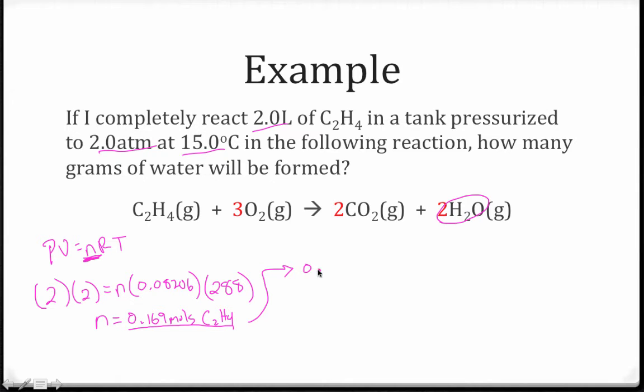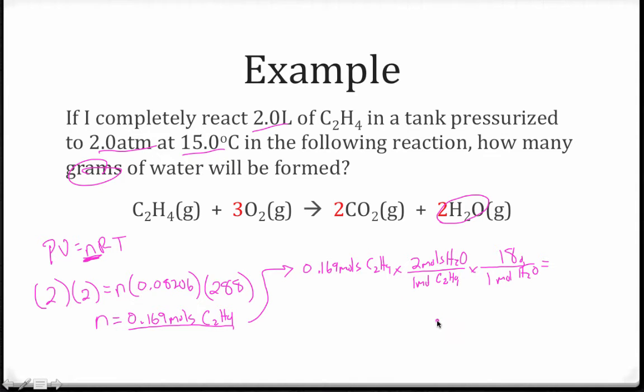So we'll start with our 0.169 moles of C2H4. Because we're in moles, we can dive right into the mole-to-mole ratio. For every 1 mole of C2H4, we're going to form 2 moles of H2O. That's our key stoichiometry step. And then finally, the problem wants the answer to be in grams of water. So we're going to say for every 1 mole of H2O, there's somewhere in the vicinity of 18 grams. You can use your periodic table and get a couple more significant digits there. Once again, we're at a place where we can use our calculator.